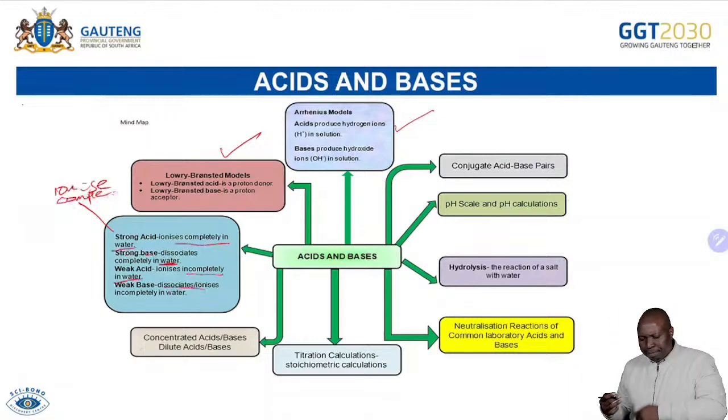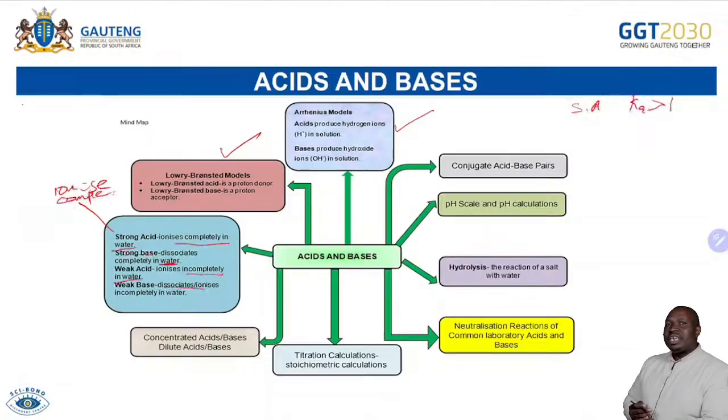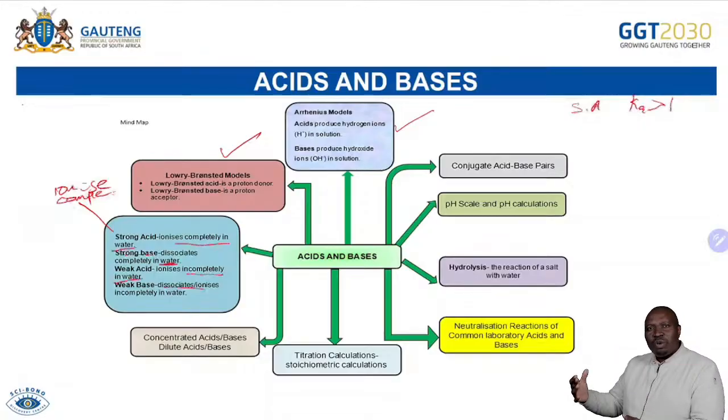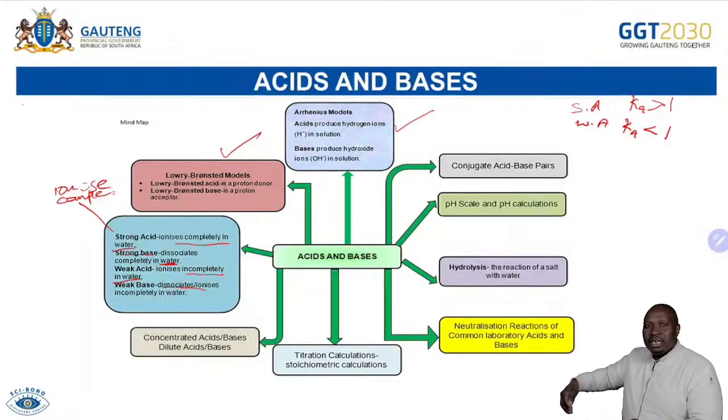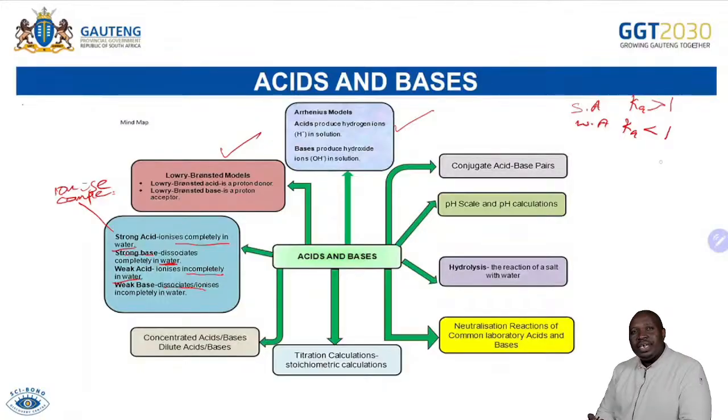How is that important? Look at a strong acid, for example. Because it ionizes completely, it will have a high Ka value, which means its Ka value will be greater than 1. So it is important when you are given a Ka value because it shows you the strength of an acid. When you see a Ka value greater than 1, you know that it is a strong acid. And when you see a Ka value less than 1, you know that it is a weak acid. Weak acids ionize incompletely in water to form a low concentration of hydronium ion, so their Ka value is less than 1.